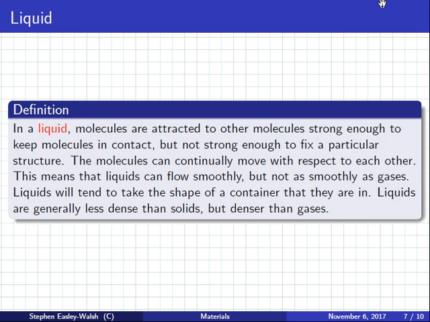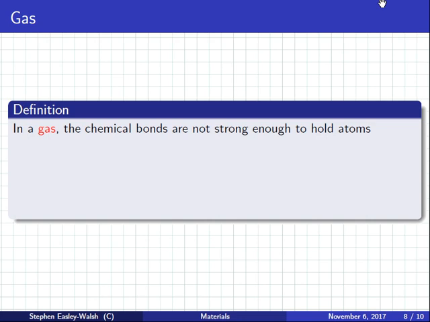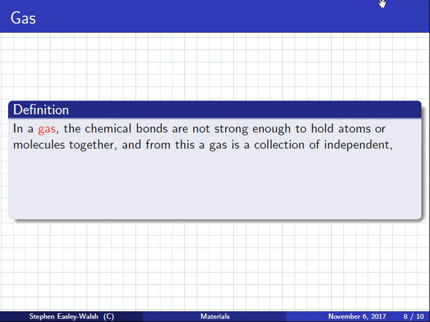Right, got that? Okay. The last one is a gas. In a gas, the chemical bonds are not strong enough to hold the atoms together. So the molecules move apart. A gas is a collection of independent, unbound molecules which mainly interact by collision. In other words, a gas is like lots of molecules just moving around, sometimes colliding and bouncing into each other, but there's no force holding them together. So if you open the gas, it just spreads out.